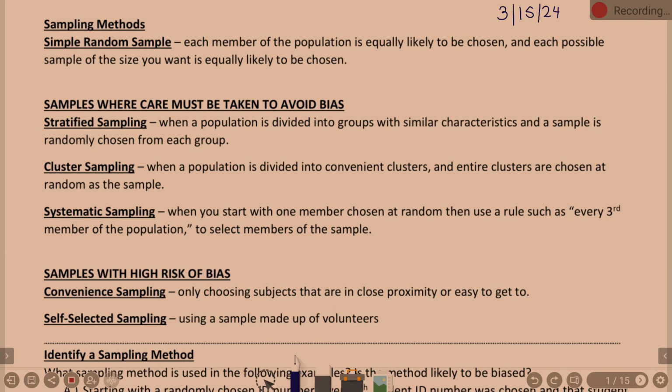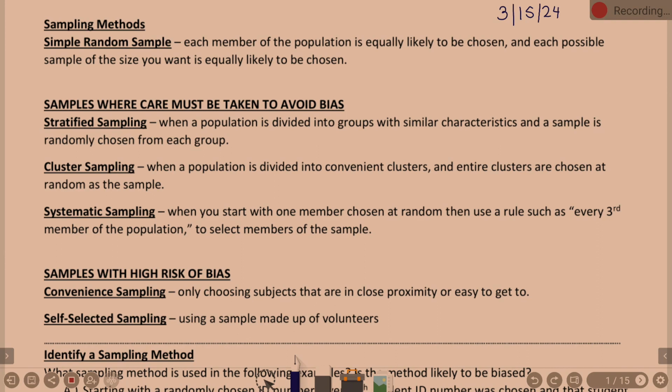Stratified, which is dividing into groups and then picking from each group. Cluster, dividing into convenient clusters, picking an entire cluster. Systematic, that's every umpteenth person, okay? And then convenience, picking out convenience, okay? Not going to any effort to randomize or anything. Self-selected, you get to choose whether you respond.